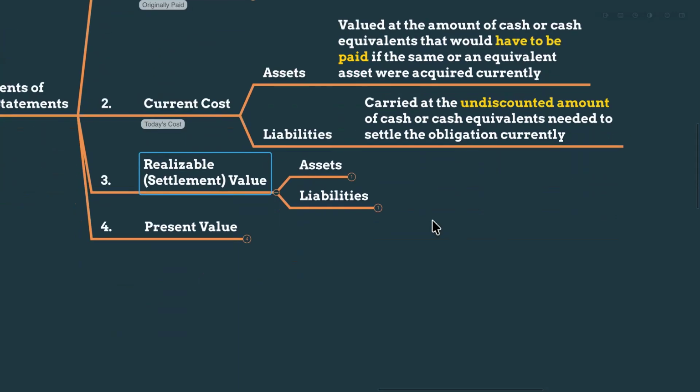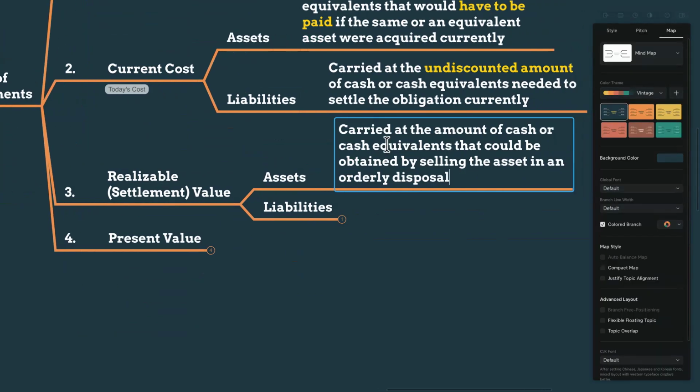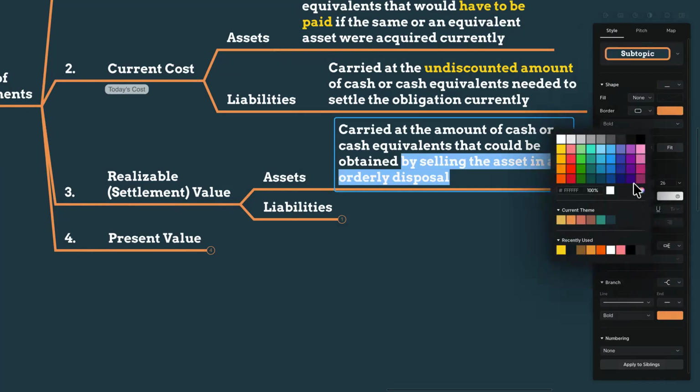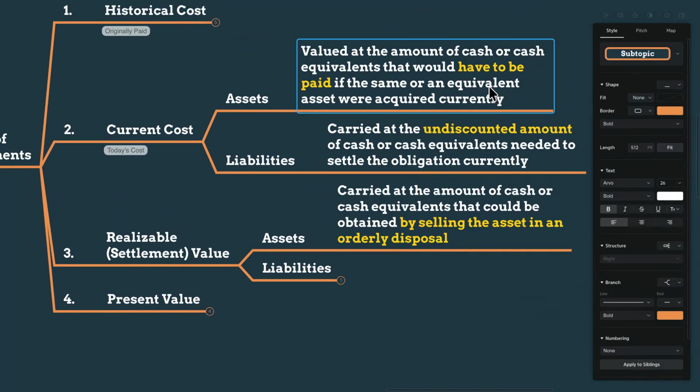So now let's talk about the realizable or settlement value measurement systems. How are we going to measure in these realizable or settlement value measurement systems? Assets are carried at the amount of cash or cash equivalents that could be obtained by selling the asset in an orderly disposal. In the current cost, my dears, you are not going to take the value of the selling. You are going to take the value if I purchase that asset again in today's terms, how much I'm going to pay, then that's current cost.